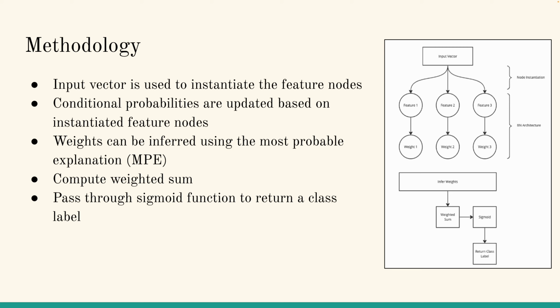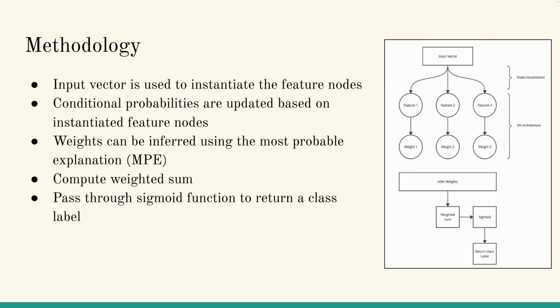Once we've updated the conditional probability tables, we need to infer what the weights should be. And so the weights are inferred using the most probable explanation. So in the conditional probability table, we're looking for the weight that has the highest probability given the instantiated value of the feature node.